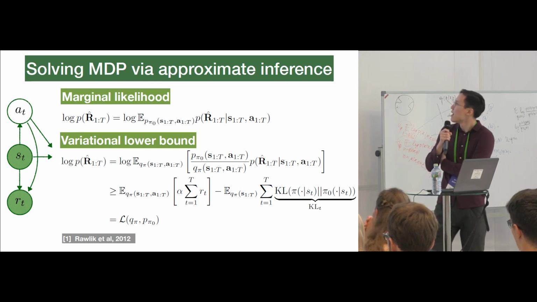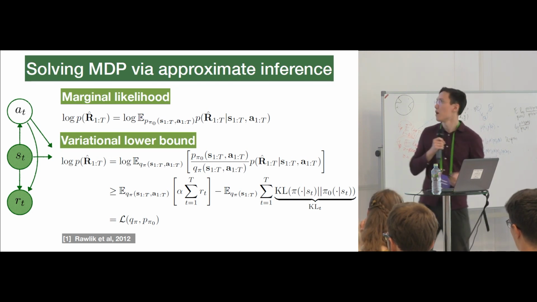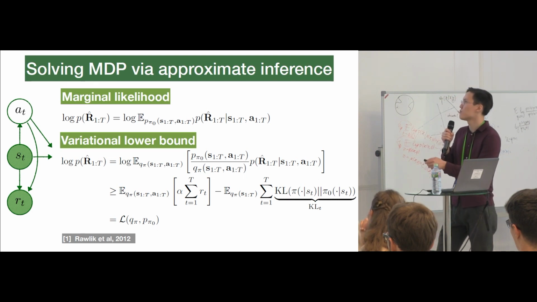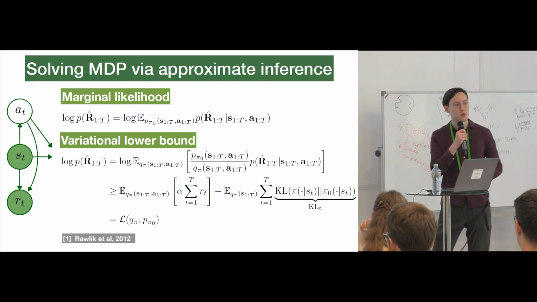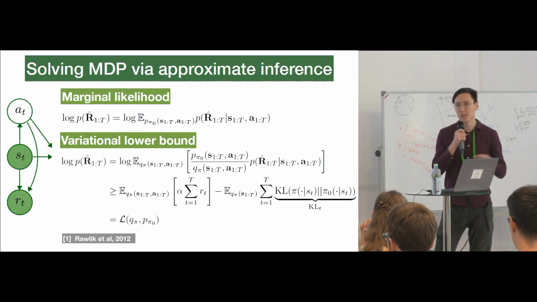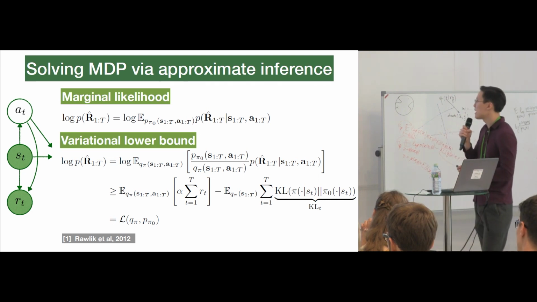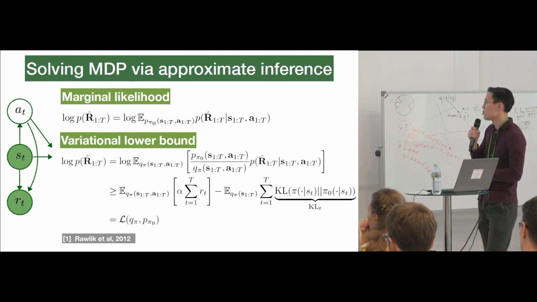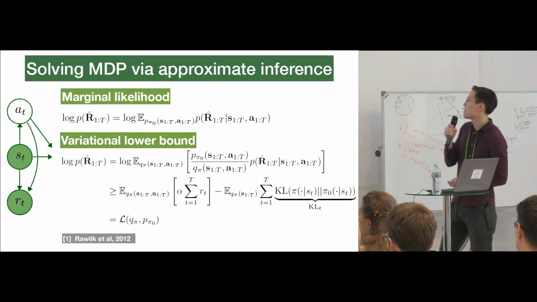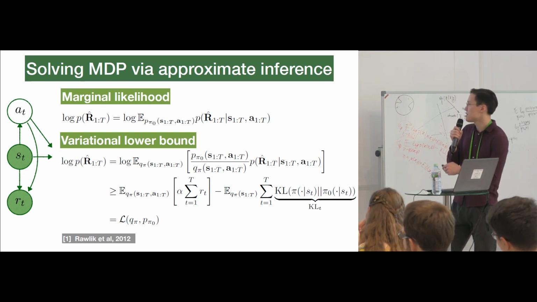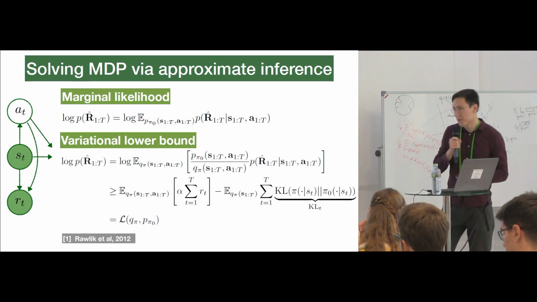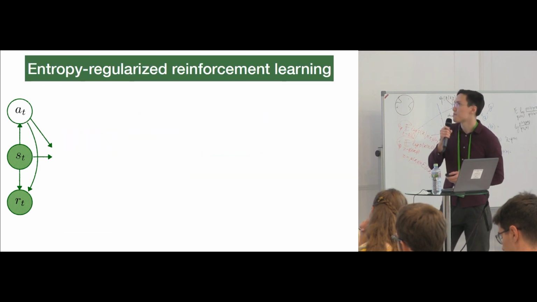This KL term originally consists of these two distributions. But since the transition model is the same in our prior and our posterior, the transition parts will just cancel out, and only the KL terms between our policies will be left. So at each time step, there is a KL divergence from our behavior policy pi to the prior policy pi 0. This is the quantity that we will optimize as we do variational inference.